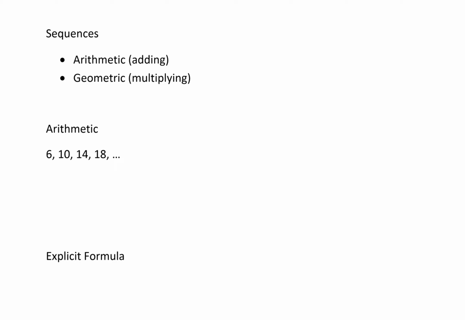So this first one is arithmetic, because to get from one term to the next, you can see we're adding 4. 6 plus 4 is 10, 10 plus 4 is 14, and so on. The name for the number you're adding each time is the common difference, and that's abbreviated d. So for this sequence, the common difference d is 4.